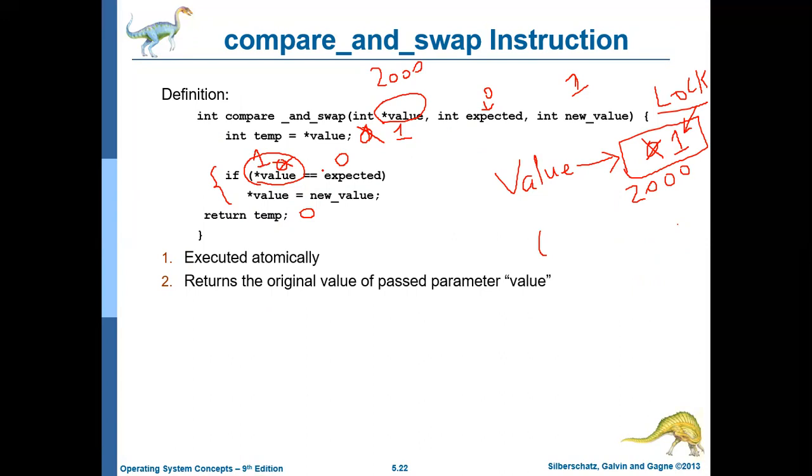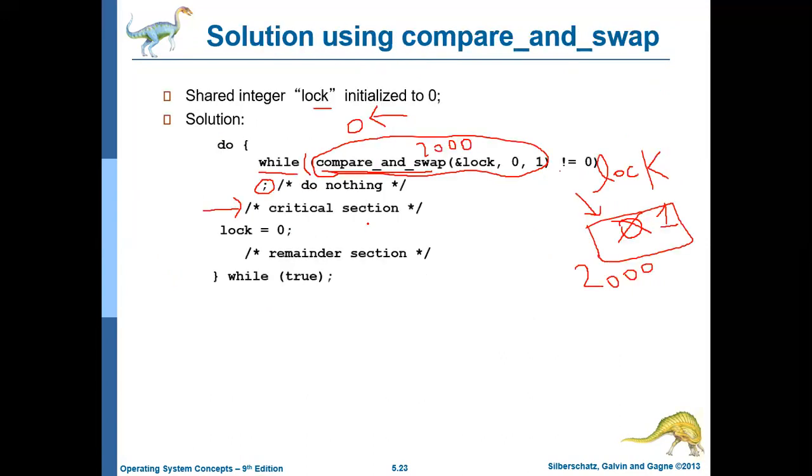So, are both the same? No, it's not the same, so this statement won't execute. Return temp. What is temp? Temp is 1, so it will return 1. So 1 means what? Currently the lock is on. It means somebody else is in the critical section.